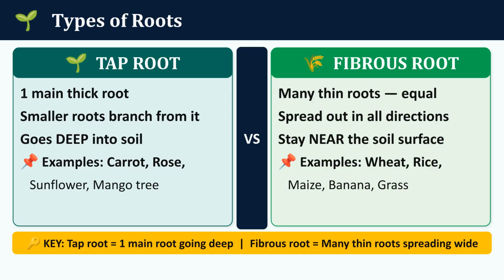The second type is the fibrous root. Fibrous roots do not have one main root. Instead, they have many thin roots of nearly equal size. These roots spread in all directions near the surface of the soil. Examples include wheat, rice, maize, banana, and grass. Here's a simple memory trick. Taproot, one main root going deep. Fibrous root, many thin roots spreading wide.